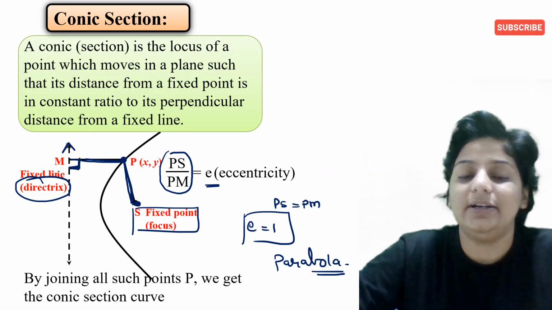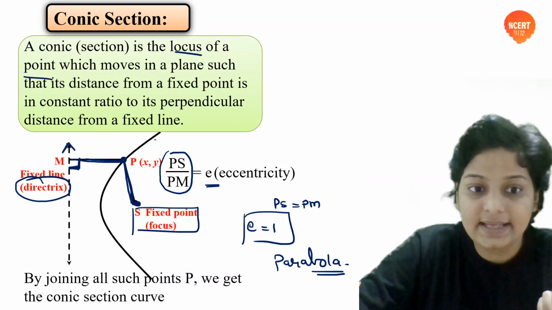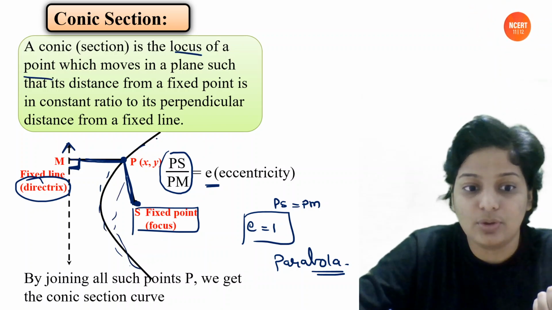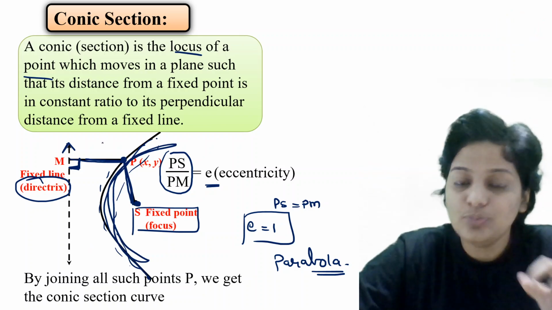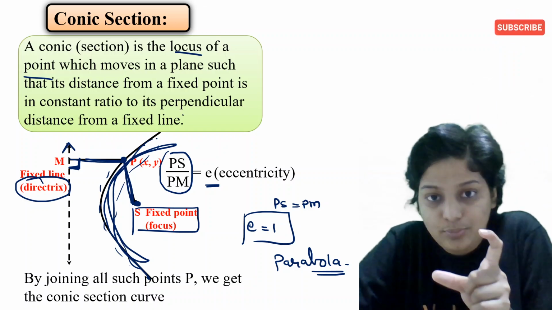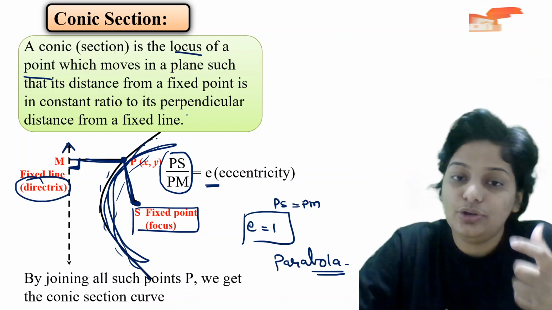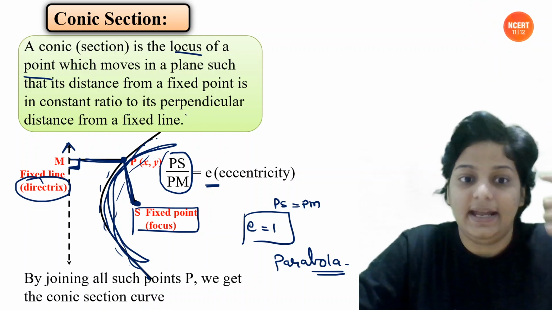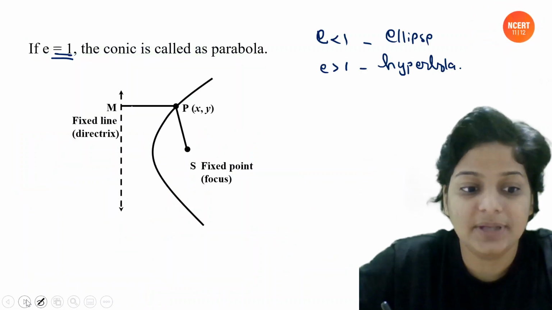ये definition को रख लो. क्या है? Locus of point. It is a locus of point. ठीक है? ये सारे points का locus, locus of points which moves in a plane such that its distance from a fixed point is in constant ratio to its distance from a perpendicular line, fixed line. अब फोकस और डायरेक्ट्रिक्स क्या है आप समझ गए होंगे, ठीक है.